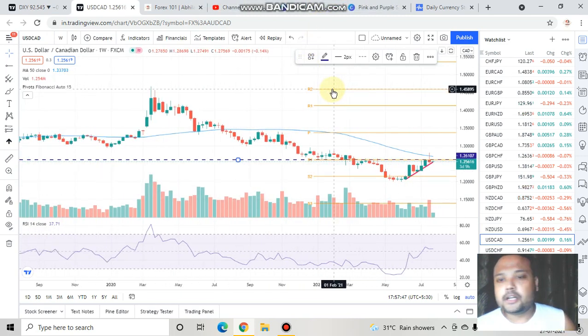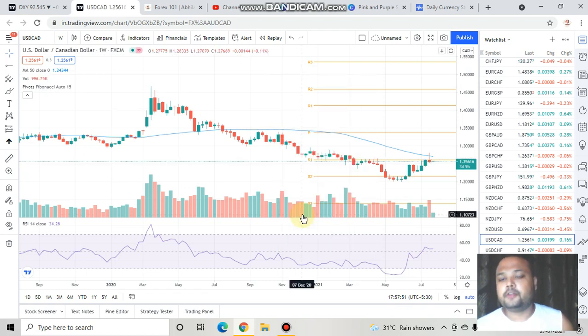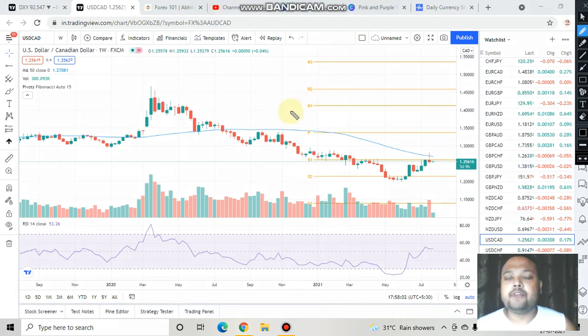So this is the weekly chart of USD CAD, US dollar, Canadian dollar. Okay, let me remove the drawing. So you can see that in the weekly chart things have changed. In the 4 hours chart, the chart seemed very beautiful, very bullish. There was no complication on the chart.